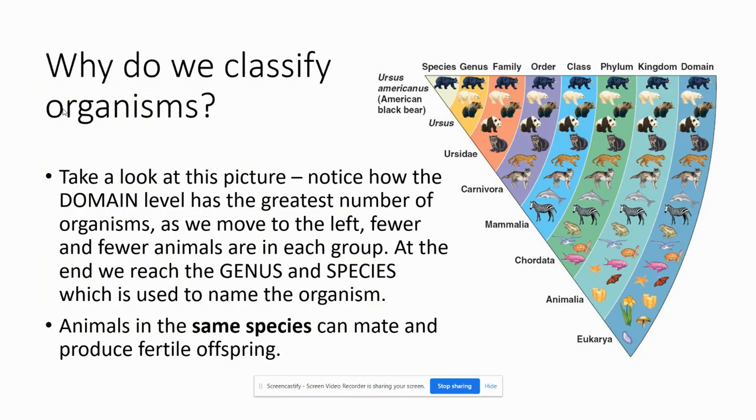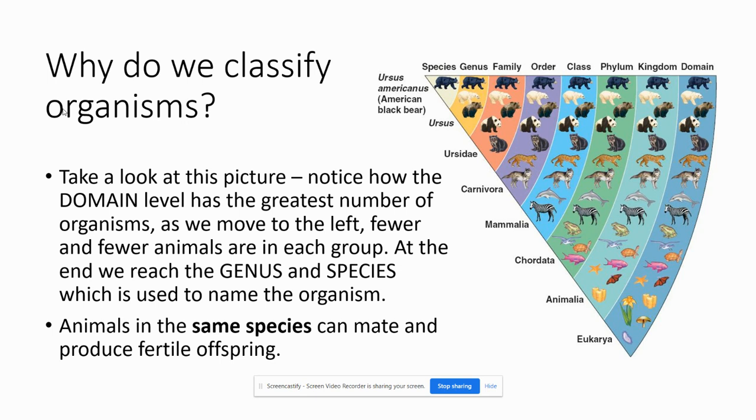So, what is the point of all this? Why do we even worry about classifying organisms? So, if we take a look at the picture on the right, notice how the domain, which is at the upper right hand corner, the words that go along the top of the chart, has the greatest number of organisms within it. And then as you move to the left on the chart, there are fewer and fewer organisms in each group.